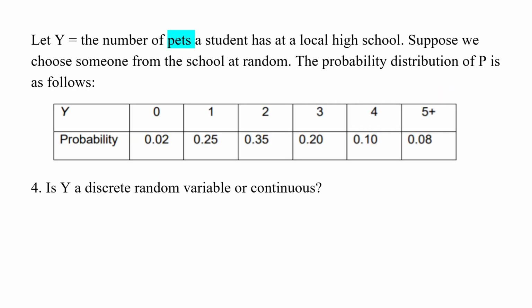All right, looking at the next set of data, we are defining Y as the number of pets a student has at a local high school. Suppose you choose someone from the high school at random. The probability distribution of Y is as follows. Okay, so looking at this, we have Y values. Our Y values are whole numbers, because you can't have part of a pet, and then our probabilities are all in decimal form, which they are all between 0 and 1, so looks good so far. All right, so since Y is number of pets and it is whole numbers, we are going to say discrete, because you can't have a part of a pet.